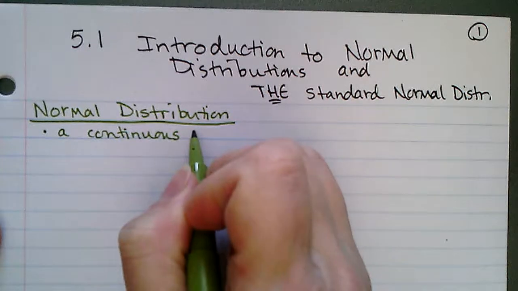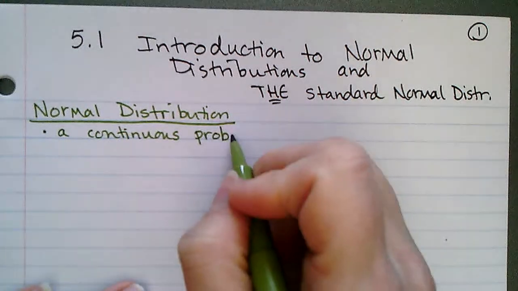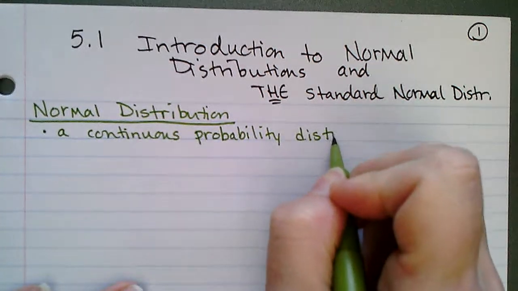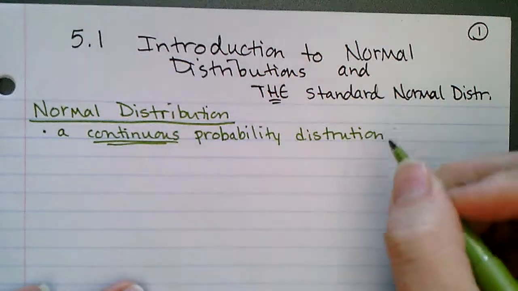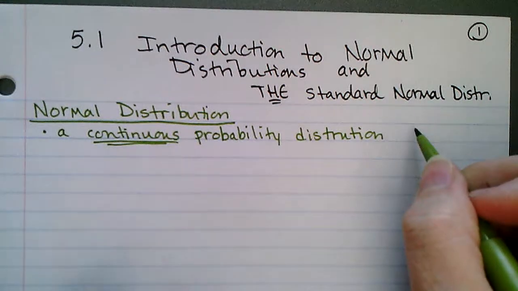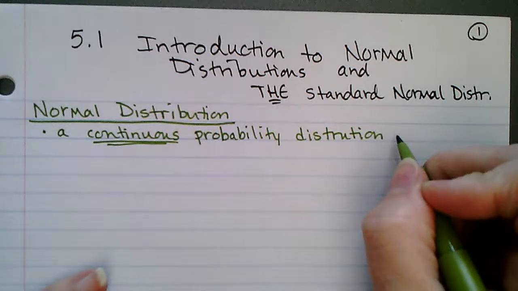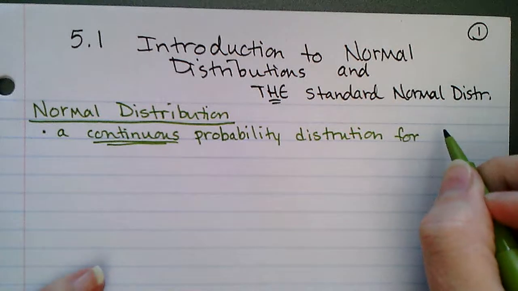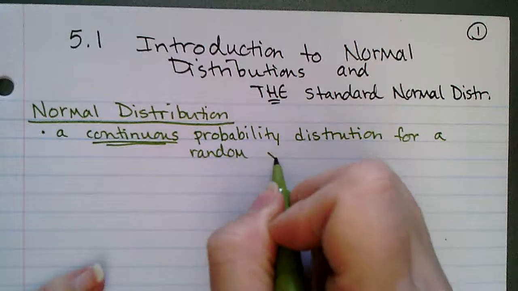So remember in chapter 4, we dealt with discrete probability. Now we are working with continuous probability. So instead of finding the probability of 5 or 4 or 3, now we can figure out probabilities for a continuous number of values. So normal distributions are a continuous probability distribution for a random variable x.